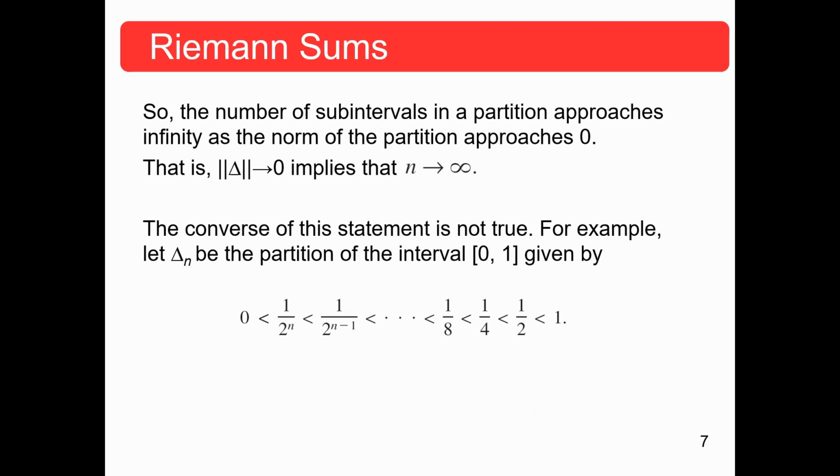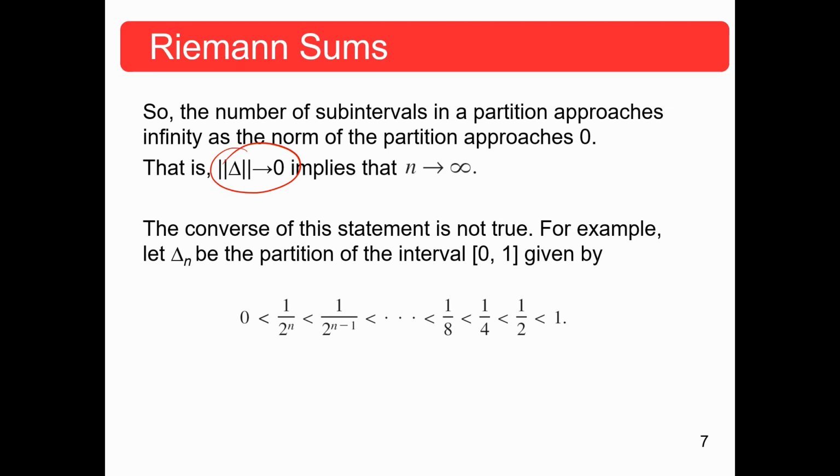Now, the number of subintervals in a partition approaches infinity as the norm of the partition approaches 0. What this means is that the norm approaching 0 implies that n is approaching infinity.